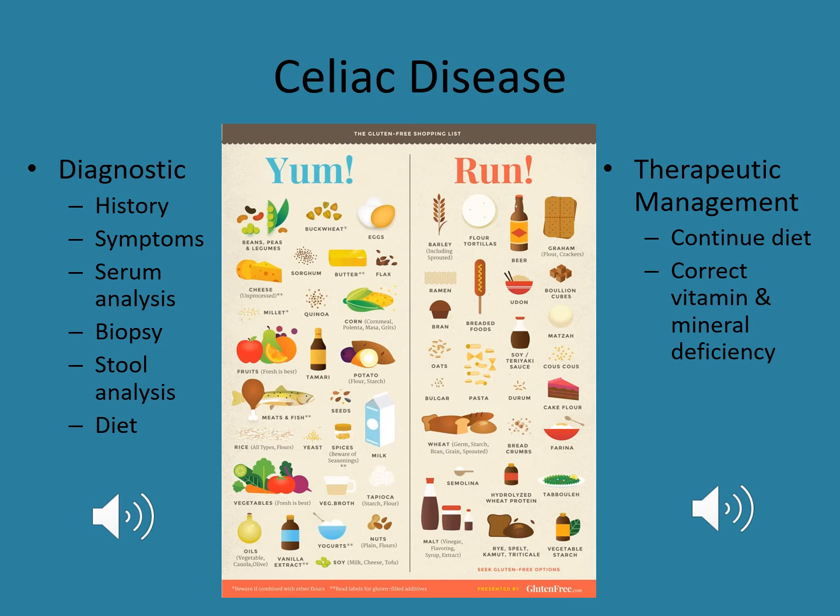So a lot of times we'll see improvement when they're placed on that gluten-free diet. Our therapeutic management for celiac disease, again, if we trialed them on that gluten-free diet and they improved, then we're going to continue on a gluten-free diet for life. And then, of course, we're going to want to correct any vitamin and mineral deficiencies as necessary. Along with continuing on that gluten-free diet, they need a lot of nutritional counseling.